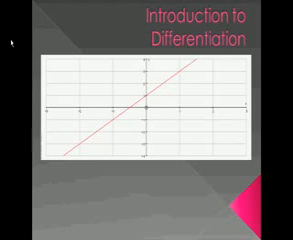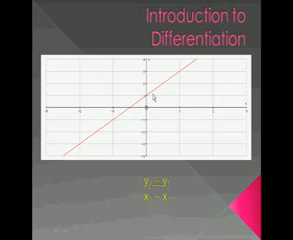Okay, introduction to differentiation. We're just going to start by looking at a linear graph. In front of you, you'll see the graph y equals 2x plus 1. First of all, we need to know how to work out the gradient of this line. The gradient of this line you can get by doing y2 minus y1 over x2 minus x1.